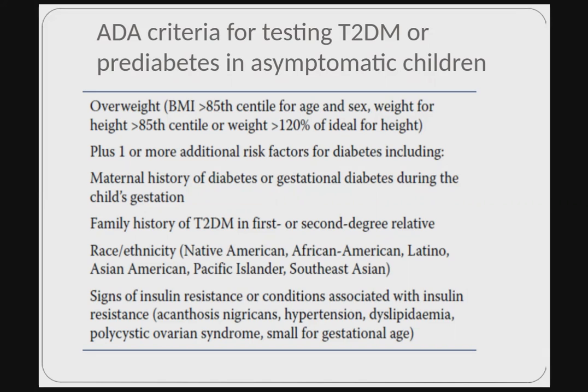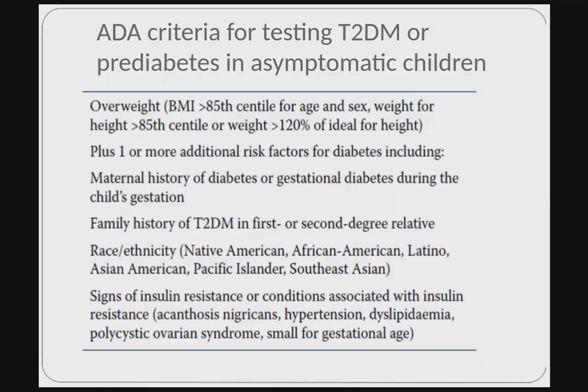If the child is overweight and there is maternal history of diabetes or history of gestational diabetes during the child's gestation, such a child should be screened. Or if there is overweight with family history of type 2 diabetes in a first or second degree relative, or there is race or ethnicity: if the person is Native American, African American, Latino, Asian American, Pacific Islander, or Southeast Asian, such individuals should be screened.